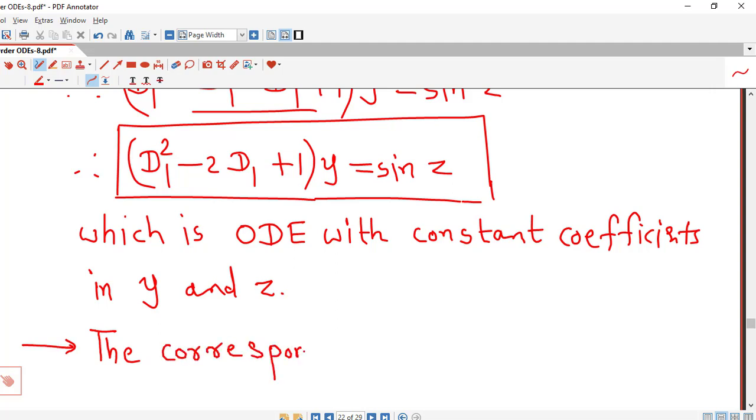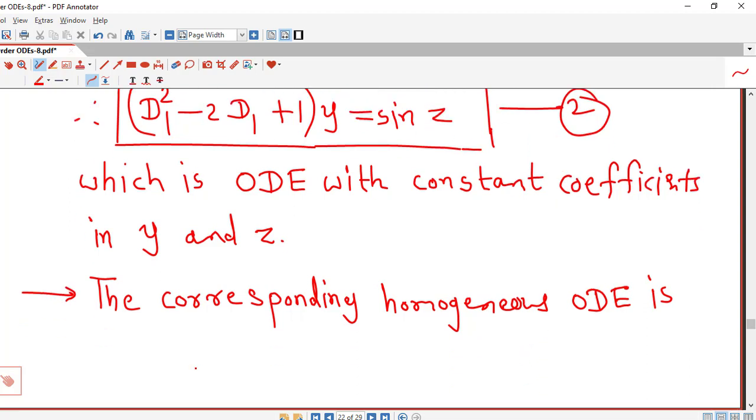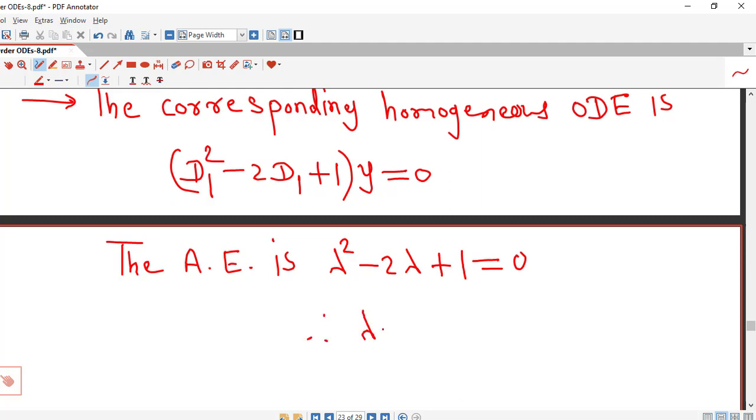The homogeneous ordinary differential equation corresponding to this equation 2 we can write by considering the right hand side of equation 2 equal to 0. So D1 square minus 2 D1 plus 1 y equal to 0. To solve this equation, first we write its auxiliary equation. In the auxiliary equation we replace D1 by lambda. So we have lambda square minus 2 lambda plus 1 equal to 0, and this is nothing but the square of lambda minus 1. So this gives us two real and equal roots, 1 and 1.